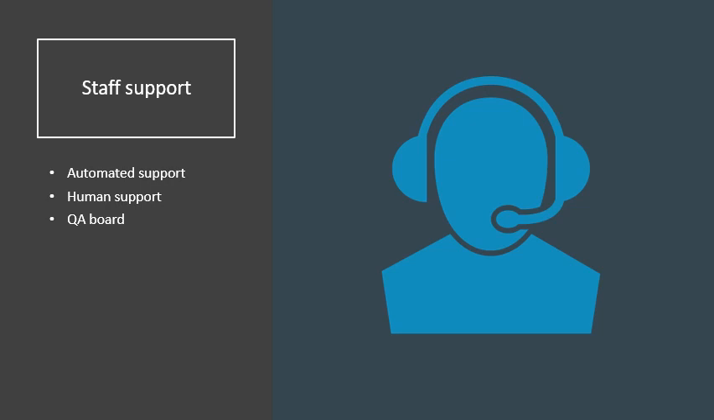Then we could use a human support board if we want to have full coverage. A human support board is where you have a board of people providing support for this specific software. Then again, this is very expensive, but it's very likely to be the best solution. Then again, we could also have a QA board. A QA board is simply a list of questions with a link to an answer for that question.